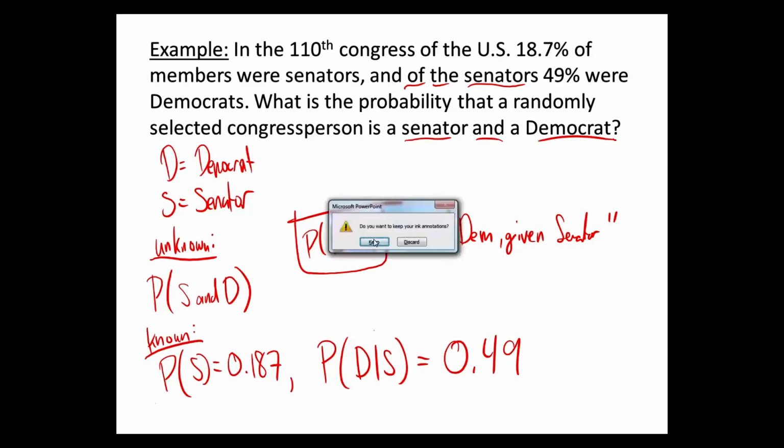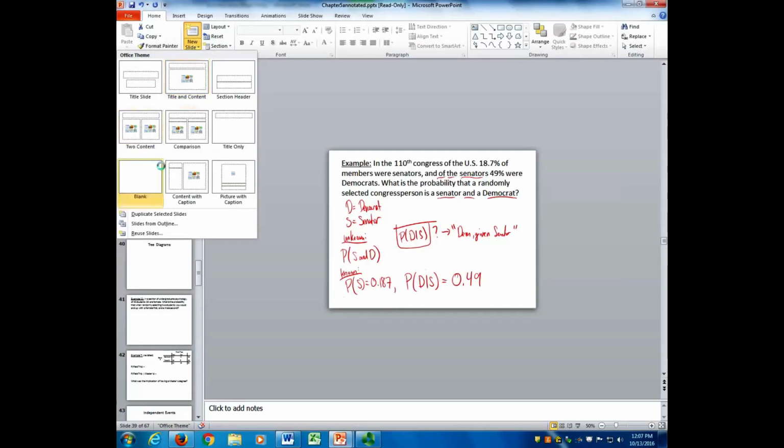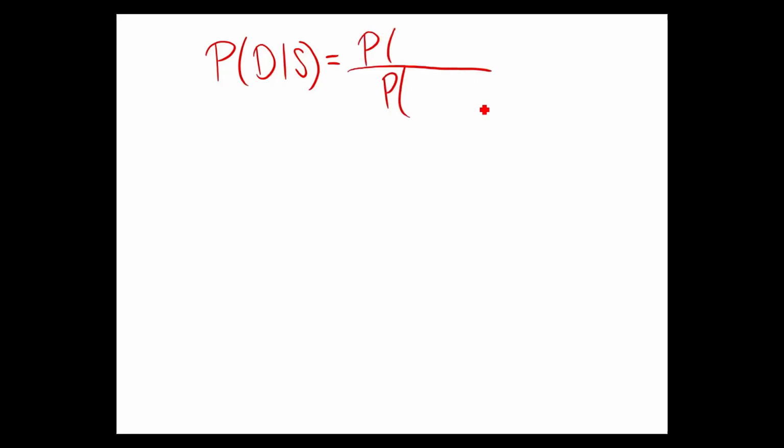Come back to tree diagrams. Let's put another blank slide in here. Think about the formula for conditional probability. If I was looking at, just formula-wise, what is P of D given S? Just by the formula, it would be what? Yeah, that would be just formulaically what the probability of Democrat given senator would be.